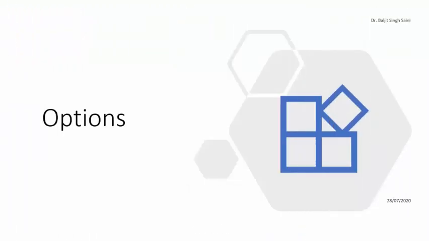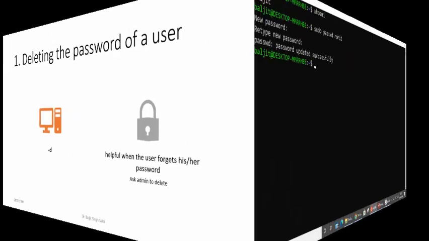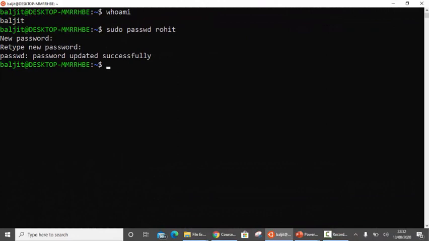Now, what are the options available with the passwd command? The first option is deleting the password of a user. This is very helpful if the user forgets his or her password. Then you can simply go to the admin and ask him to delete the password, rather than resetting it, where the admin will still know what the password is. So the best option is to ask the admin to delete it, and the option is -d. Now let's see how we do it.